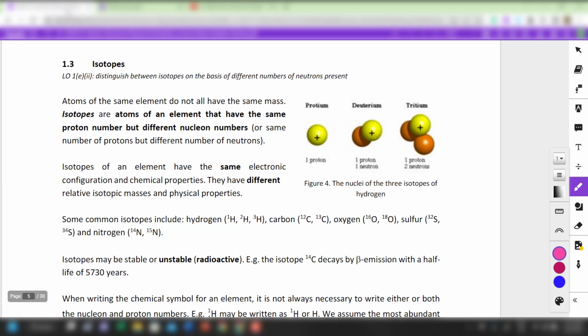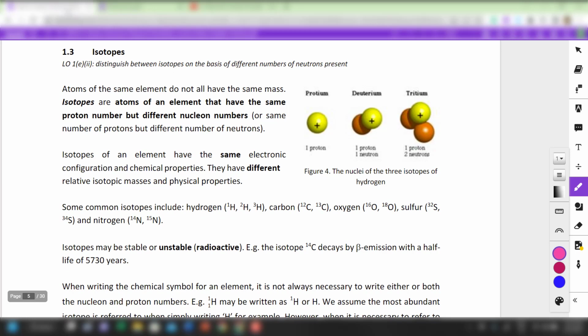So these are some of the things which are being discovered in the last 50-60 years, and of course a lot of research is still ongoing. Okay, so with that I'll move on to 1.3, that's on isotopes.